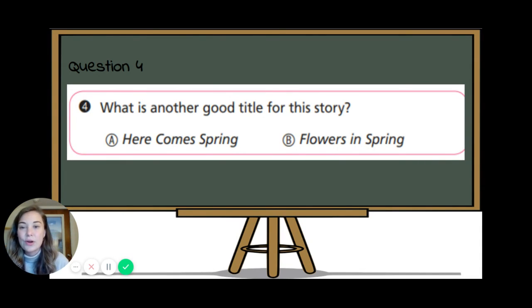What is another good title for this story? If it didn't have a title and it was your job to think of one, what would the title be? A, Here Comes Spring, or B, Flowers in Spring? There was a lot of information in that book. So let's think about what would a good title be that would match the information given to us in the book. A, Here Comes Spring, or B, Flowers in Spring? I'll give you 5 seconds to think.